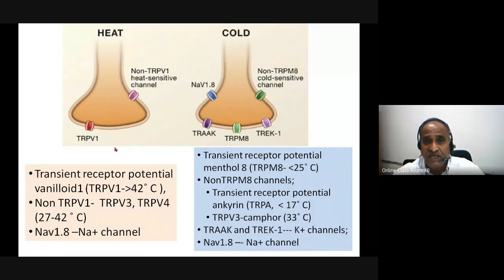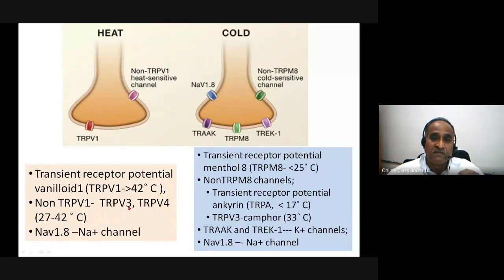This TRPV1 receptor could be activated by the capsaicin, and that produces a generator potential here in this terminal. And this one would be activated at or above the temperature of 42 degrees Celsius, that is for the heat. And we have other channels. These are non-TRPV1 channels. They are not dependent upon this, and that is one group.